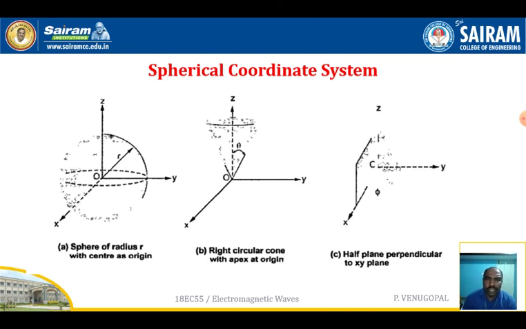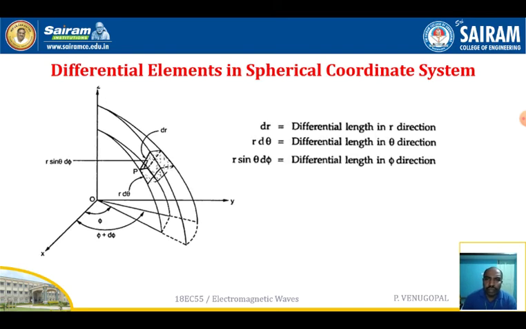The next type of coordinate system is the spherical coordinate system. The spherical coordinate system has the coordinates r, theta and phi. R, theta and phi are the coordinates of the spherical coordinate system. Now, the differential elements in the spherical coordinate system.